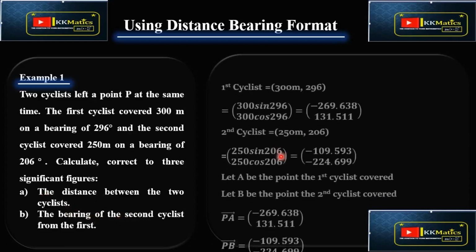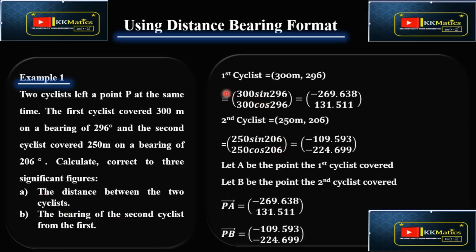The first thing we do is consider the first cyclist. This is how it's done using the distance bearing format: 300 meters is the distance, and the bearing is 296. Now we have to convert this to a vector: distance times sine of the degree, which is 300 sin 296, and then 300 cos 296, and that gives us these values as you see on your screen.